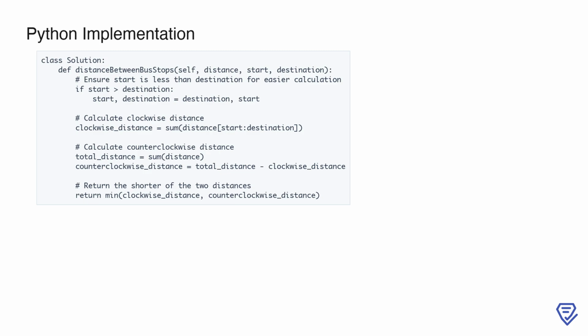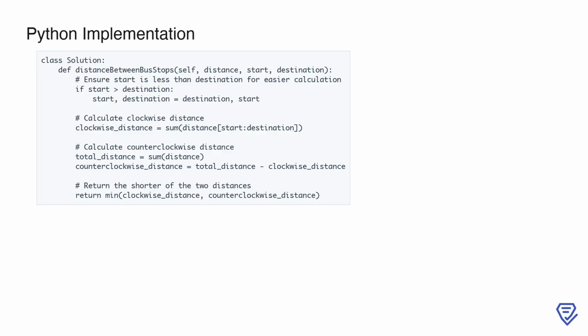Next, the clockwise distance is calculated by summing the distances between start and destination using sum(distance[start:destination]). This represents the direct route in the clockwise direction. To find the counterclockwise distance, the code first calculates the total distance of the entire circular route using sum(distance). The counterclockwise distance is then derived by subtracting the clockwise distance from the total distance, as the two distances together cover the entire circular route. Finally, the shorter of the two distances is returned using the min function. This ensures that the function always outputs the shortest path between the two bus stops, regardless of the direction.